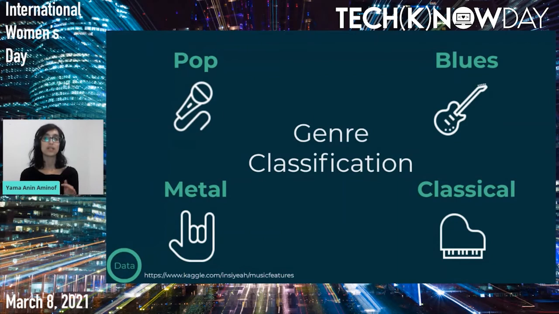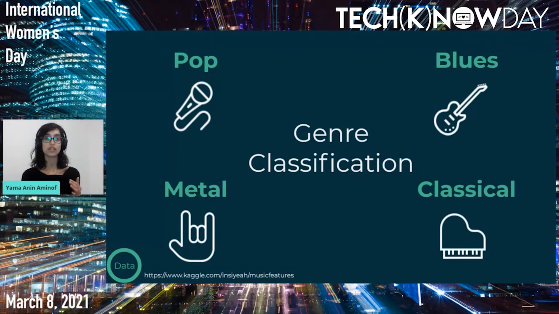There are many ways to build a dataset for the problem of genre classification. The dataset we will see today is from Kaggle. We have 4 genres: pop, metal, blues, and classical music, with 100 samples from each genre. The features were extracted using Librosa, which is a Python package used for music and audio analysis.